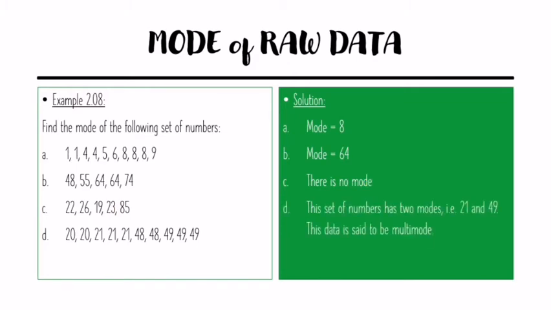Now let's go through D. We have 20, 20, 21, 21, 21, 48, 48, 49, 49, 49. So 20 happened twice, 21 happened 3 times, 48 happened twice, 49 happened 3 times also. So this set of numbers has 2 modes, 21 and 49, because both happened 3 times. This data is said to be multimodal because it has more than one mode.